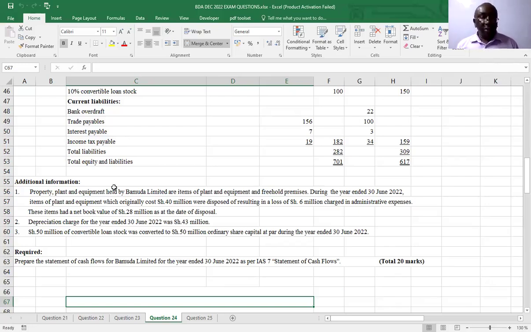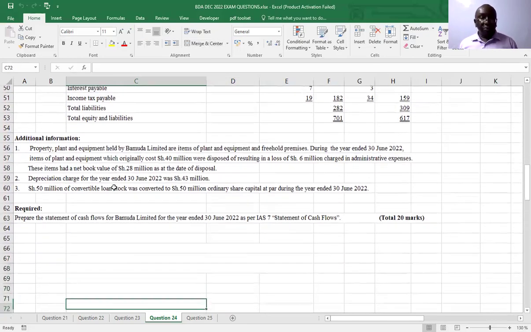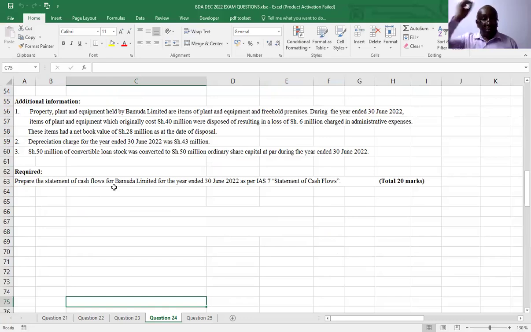Shillings 50 million of convertible loan stock was converted to shillings 50 million ordinary share capital at par during the year ended 30th of June 2022. Now, you are required to prepare a statement of cash flow for Bermuda Limited for the year ended 30th of June 2022 as per IAS number 7.